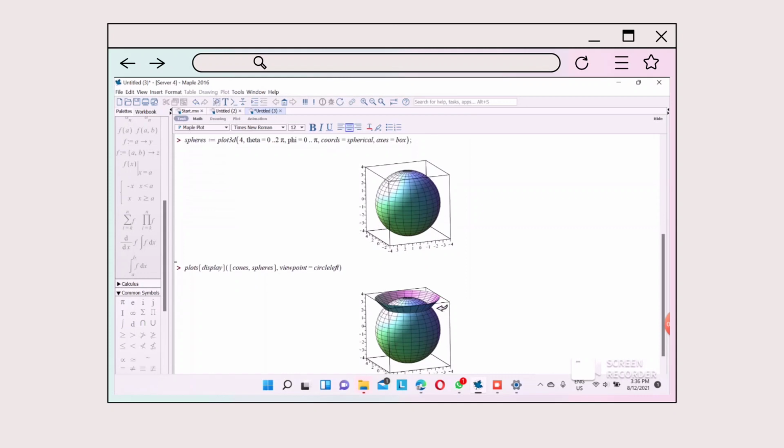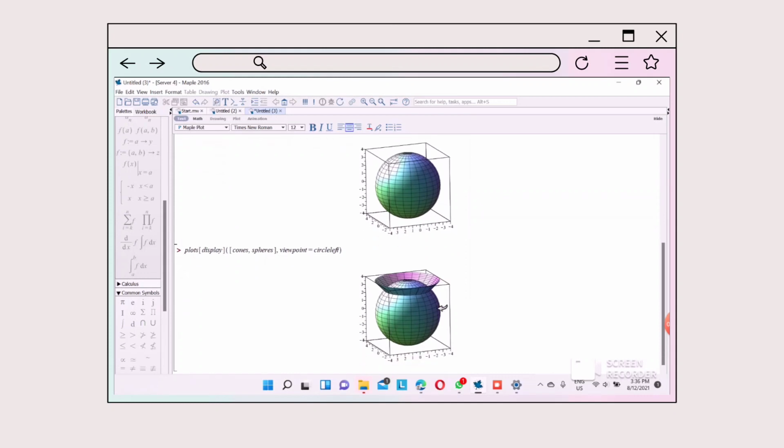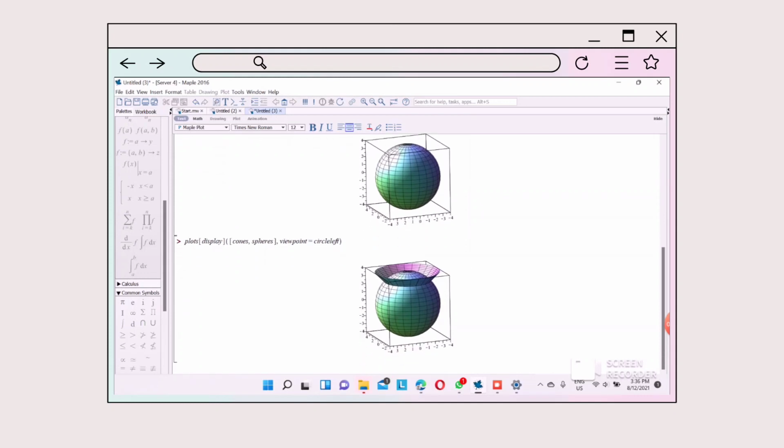So next, we combine both of the graphs and use the plots display. Insert the cones and sphere here, and I use the viewpoint circle left, and the final graph we get looks like this.